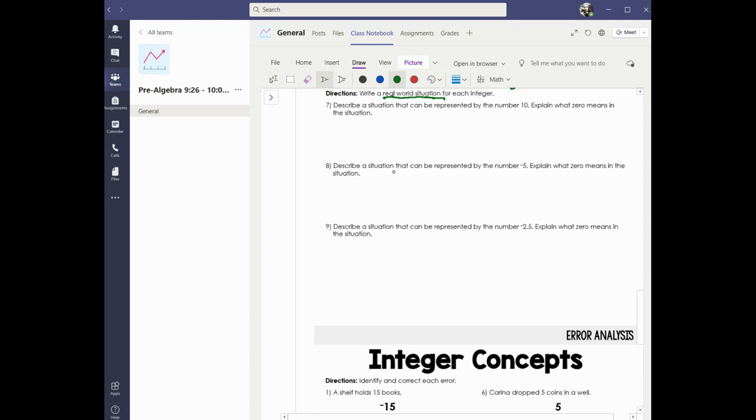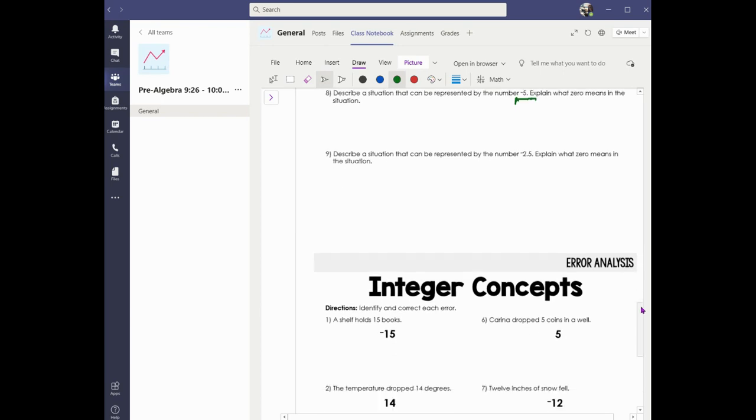In number 8, we're asked to describe a situation that can be represented by the number -5, and we have to explain what 0 means. So suppose we're fishing and we're at sea level and we see a fish 5 feet below sea level. That would be -5. Now you've got to come up with your own situation. And here we are asked to describe a situation represented by the number -2.5. So I'll let you go ahead and do that on your own, and then you can come back and write your answers.